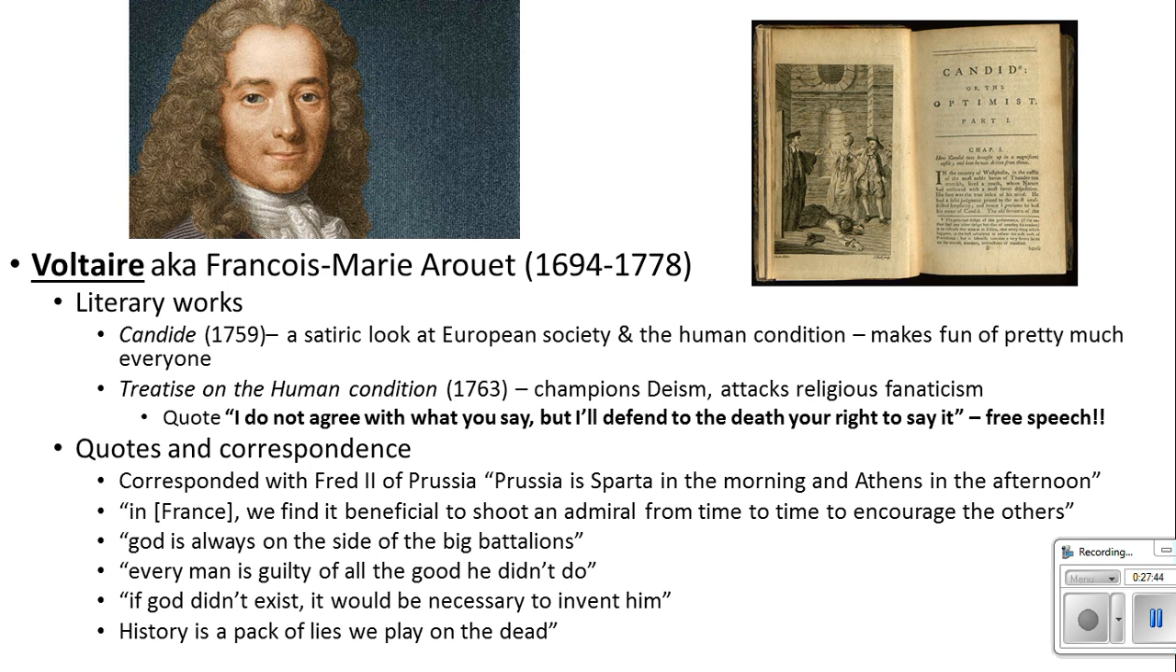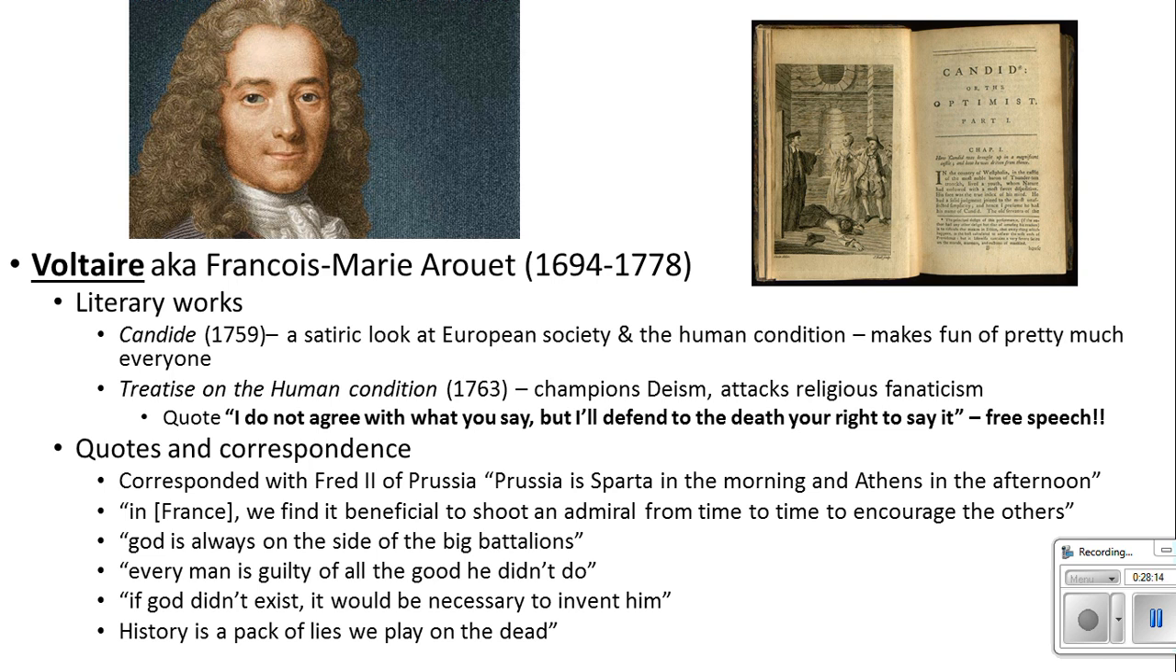And so, he really influences the development of the Prussian monarchy in that way. Voltaire is also highly quotable, and so I cannot move on without sharing just a couple of his quotes. We already mentioned in my class, Prussia is Sparta in the morning and Athens in the afternoon. He also says at one point, in France, we find it beneficial to shoot an admiral from time to time to encourage the others.